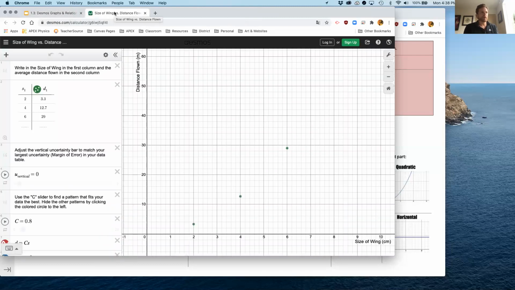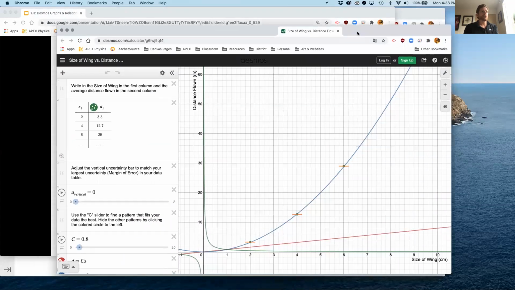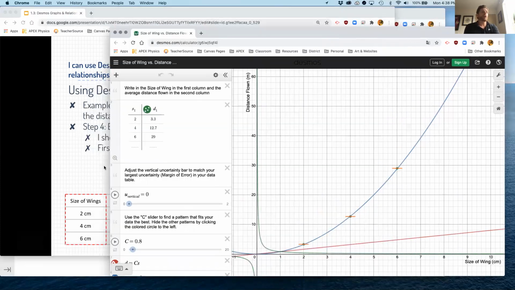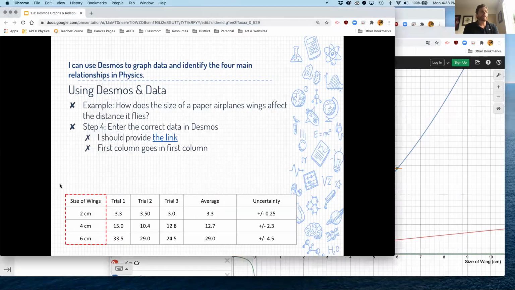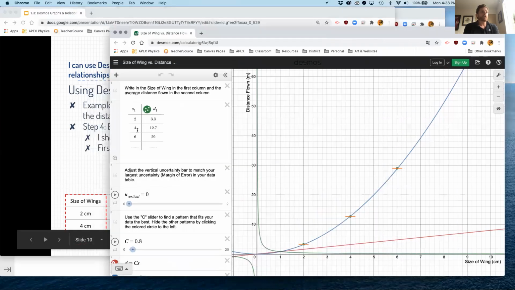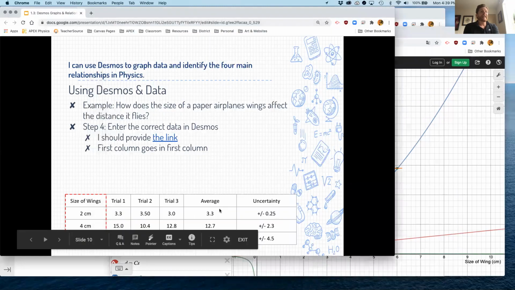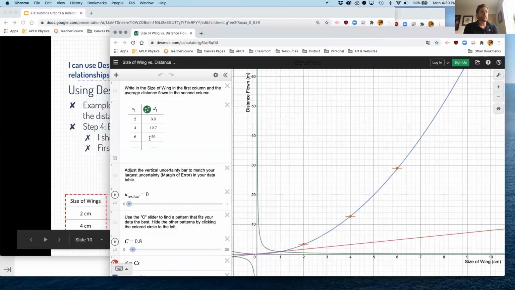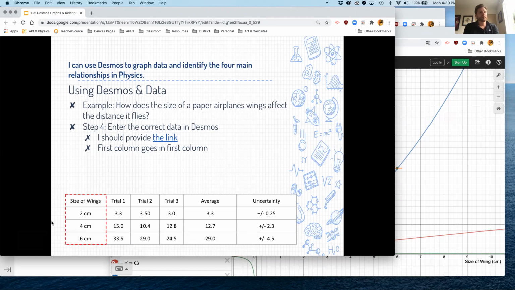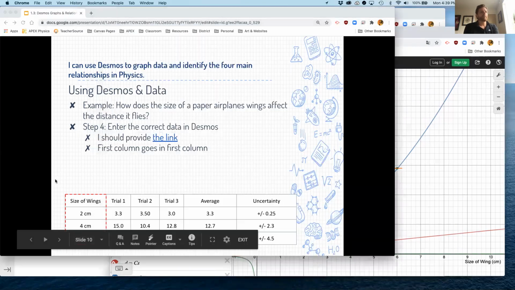You can click on it if you want. I'm basically going to be doing it. And what you'll see here is I have to now choose what information I put here. So this first one right here, the independent variable 246 goes right here, 246. All right, now the average is what goes in the second one. So in the average, I have 3.3, 12.7, and 29. Bam, okay? The uncertainty, so that's where that goes.